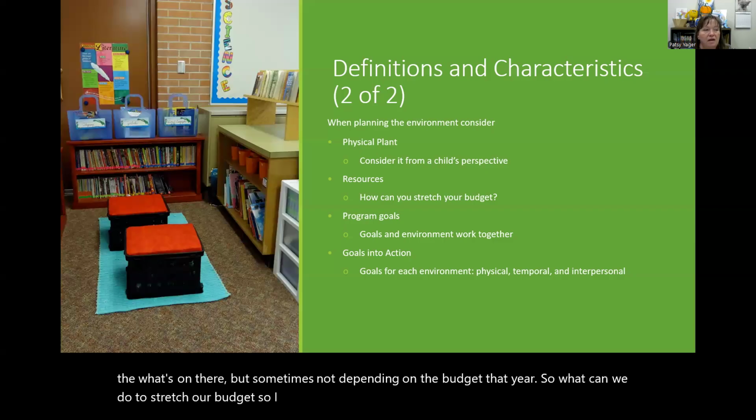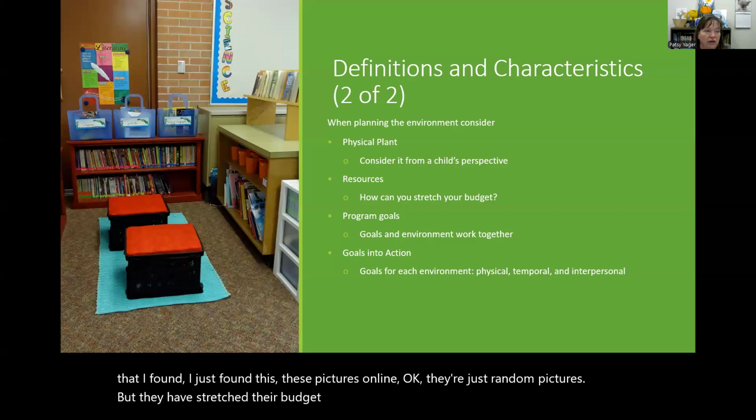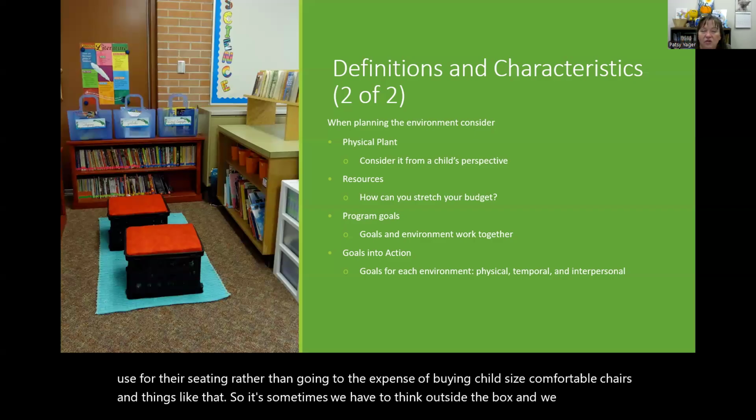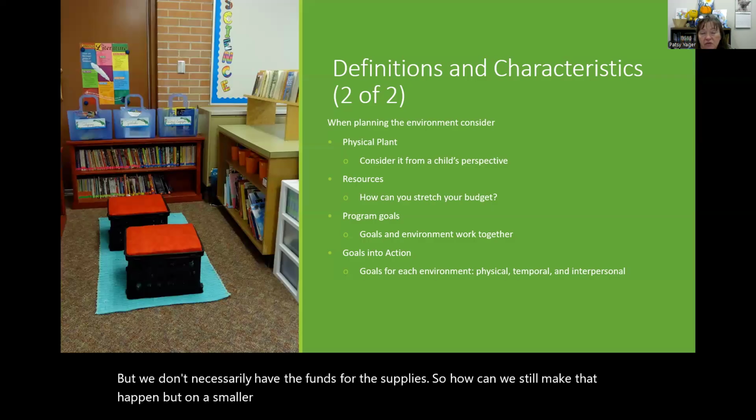So I think this is kind of interesting how we have in the image there that I just found these pictures online. Okay, they're just random pictures. But they have stretched their budget by using milk crates and sewing a cushion for those to use for their seating rather than going to the expense of buying child size comfortable chairs and things like that. So sometimes we have to think outside the box and we want our classroom to look a certain way, but we don't necessarily have the funds for the supplies. So how can we still make that happen, but on a smaller budget or sometimes even no budget?